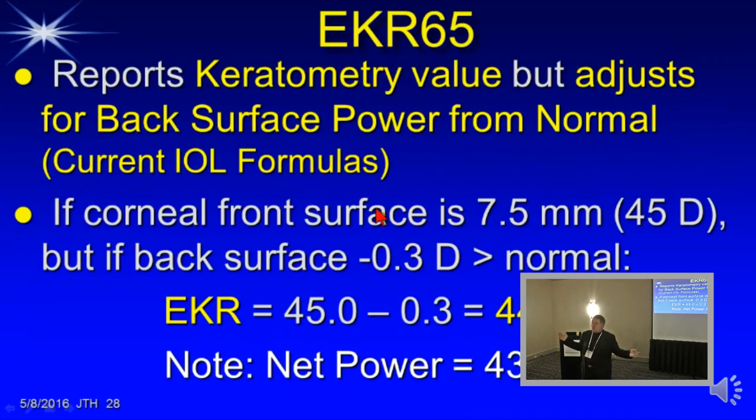But if the back of your cornea is 0.3 of a diopter stronger than normal, so the back surface power is more negative than normal, instead of getting 45 diopters from a front surface power measurement, you'll get 44.7. It actually adjusts for the difference from normal for the back surface power and includes the back surface astigmatism. So what will happen is, on the average, Koch found that the back surface is about 0.2, about a quarter of a diopter against the rule. Okay, so a quarter of a diopter.